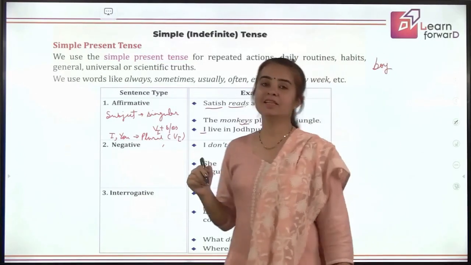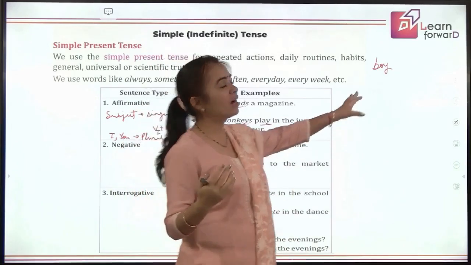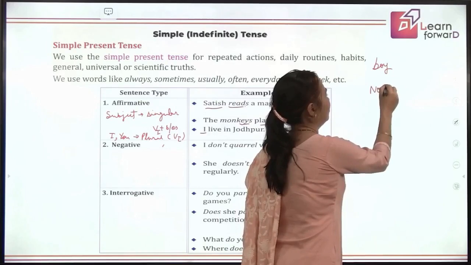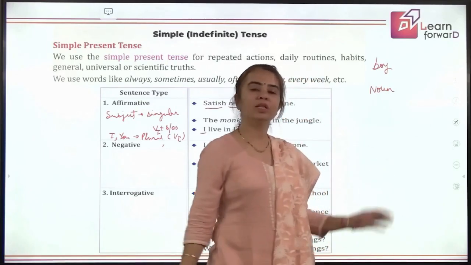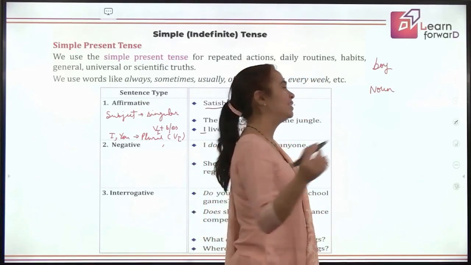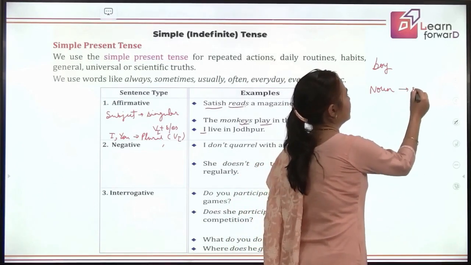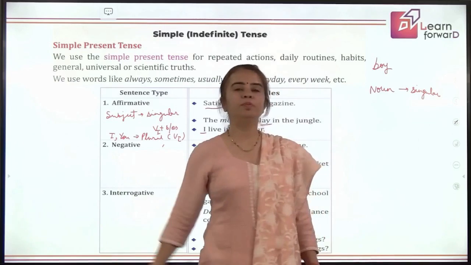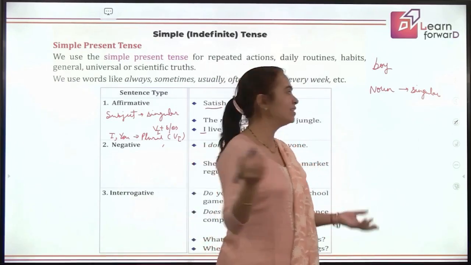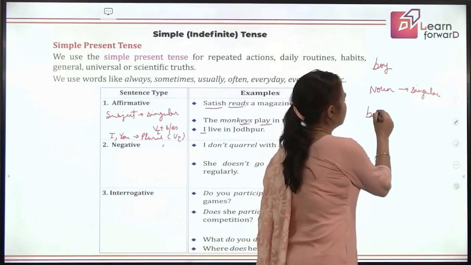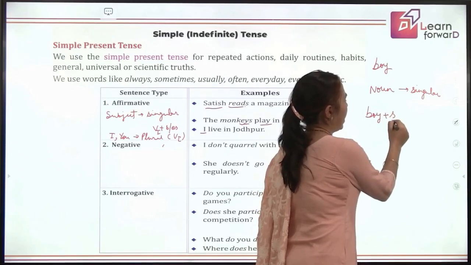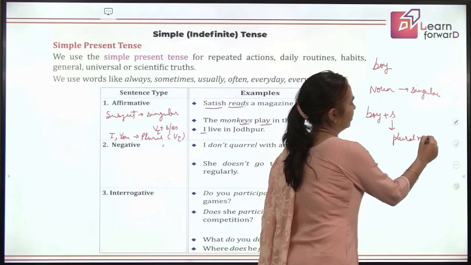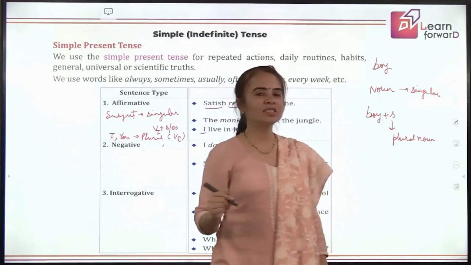Very good. This is boy. And which part of speech is it? It's a noun. Okay. What is the number of this? Number means whether it is singular or plural. It is singular. Yes. So this is singular noun. What do you do if you have to change it to plural? You add S. Very good. So you just add S to it and it becomes plural noun. Right, children?